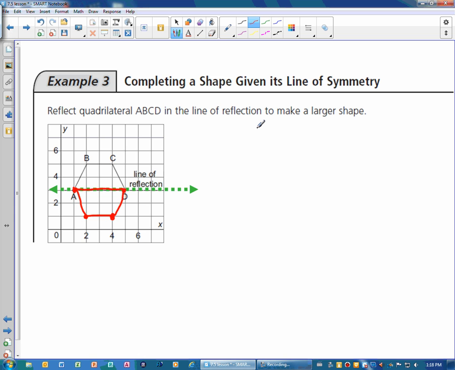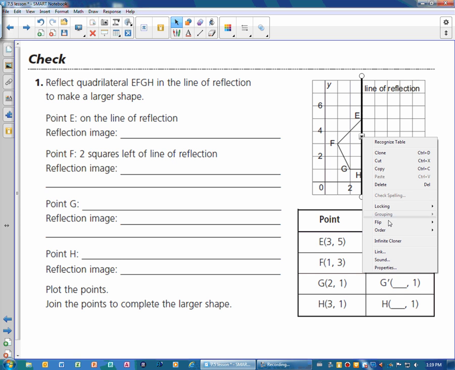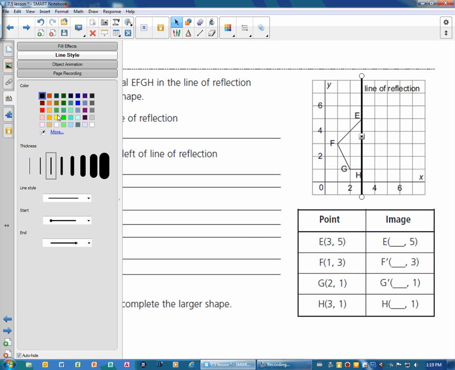Okay, and when it says to make a larger shape, they're talking about this hexagon thing. All right, now you don't have to go through all this if you want. I don't think it's necessary to try to write down ordered pairs. It's as simple as counting squares. But it is helpful to highlight or make brighter your line of reflection just so you can see it a little better. And let's make it yellow so we can see better.